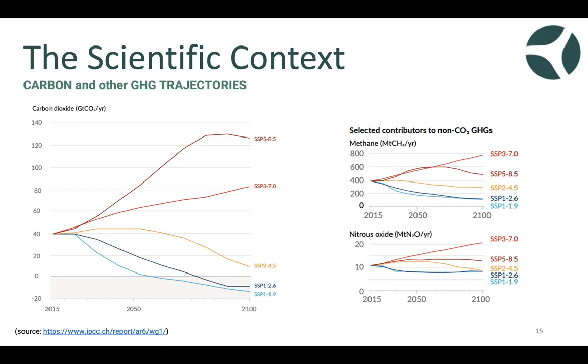Similar analysis has been made in respect of other contributing greenhouse gases, such as methane, which is very common in agriculture, for example, as well as nitrous oxide, again common in agriculture.